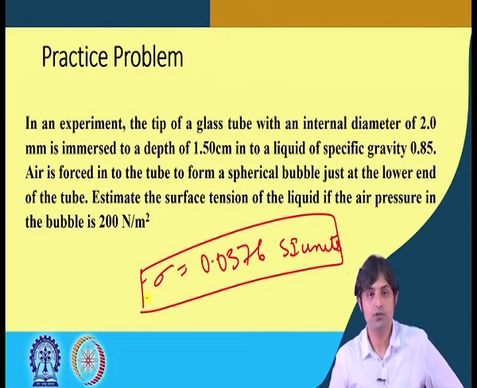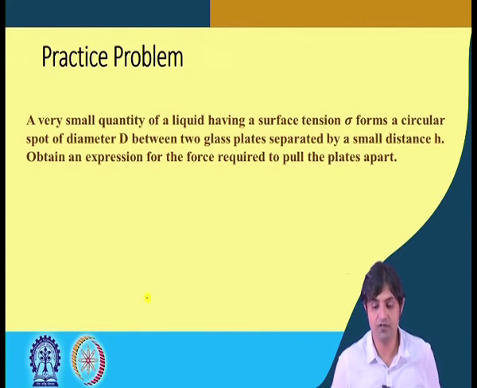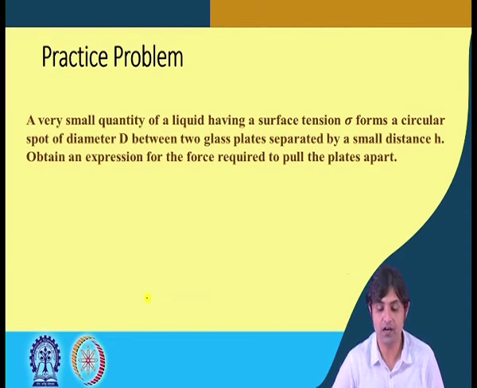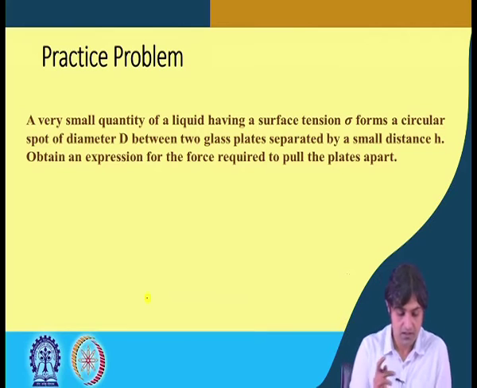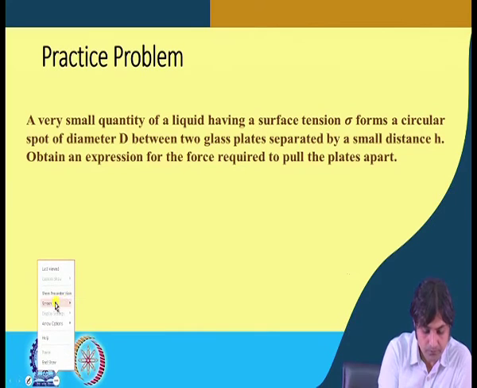Now we go to the next problem. It's also very much related to the surface tension. So the problem says a very small quantity of liquid having a surface tension sigma forms a circular spot of diameter d between two glass plates separated by small distance h. Obtain the expression for the force required to pull the plates apart. So as I said, the most important thing to do is to be able to draw whatever is given, okay.